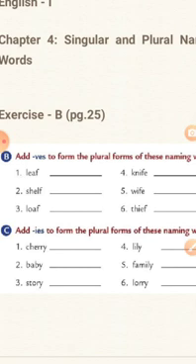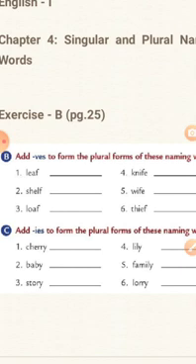Number 2, it is shelf. Again, it is ending with the F. So what do we do to make it plural? We remove the F and write VES to make it plural. So plural will be SHELVES, shelves. The third one is loaf. Loaf is singular. So we remove the F and we put VES to make it plural.